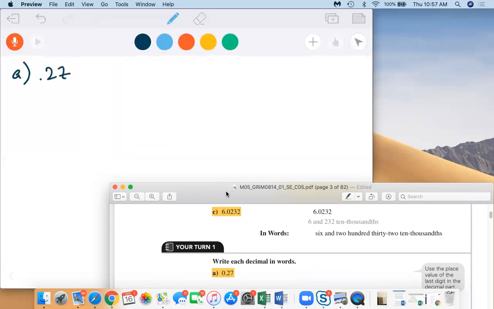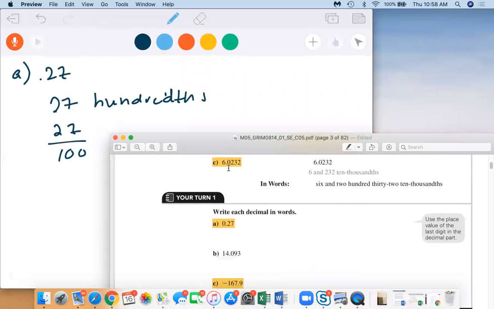So to write that as a decimal, we would say 27 hundredths. Okay, if we were to write it as a fraction, it would be 27 over 100.